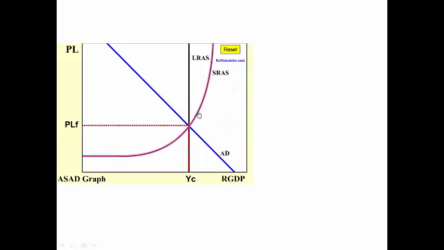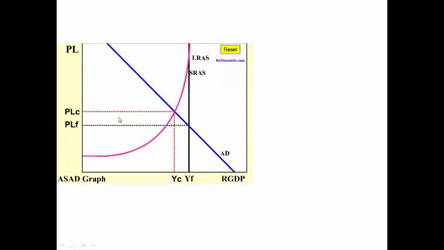If the short-run aggregate supply curve shifts to the left, notice that the current price level rises above the full employment price level and that real GDP or national income declines.